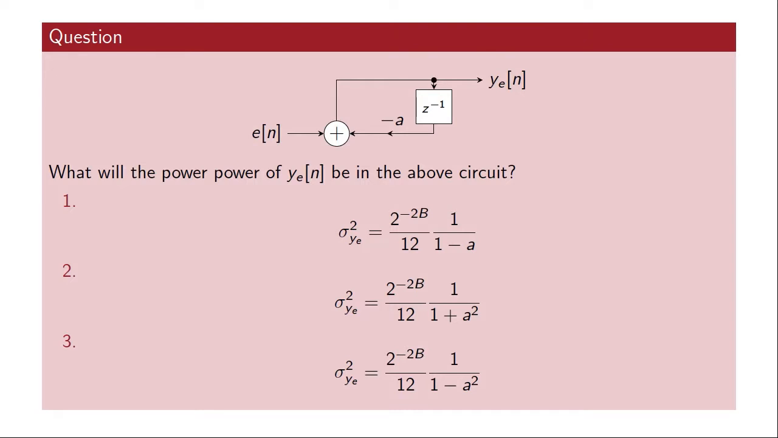So looking at this particular example of the AR1 circuit where we have a multiplication by a, what will the noise power be in this particular case? Will it be 2 to the minus 2b over 12 times 1 over 1 minus a? Or will it be 2 to the minus 2b over 12 times 1 over 1 plus a squared? Or will it be 2 to the minus 2b over 12 times 1 over 1 minus a squared?